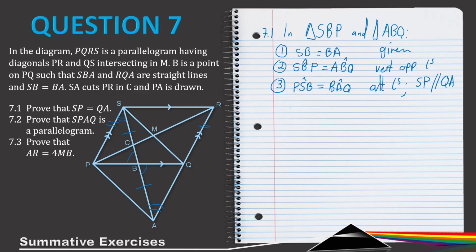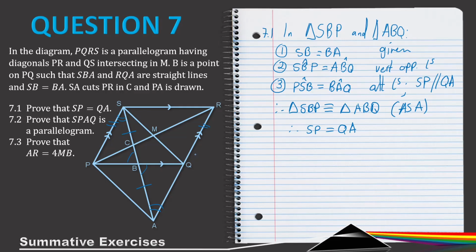Now we can say, therefore, triangle SBP is congruent to triangle ABQ. Our reason is that we've got an angle, side, and angle. That's angle, side, angle. And therefore SP is equal to QA. Okay, that is done. Now moving on to 7.2, prove that SPAQ is a parallelogram.